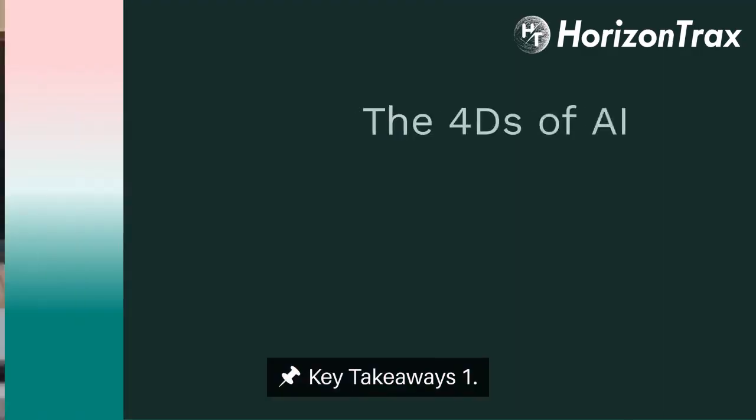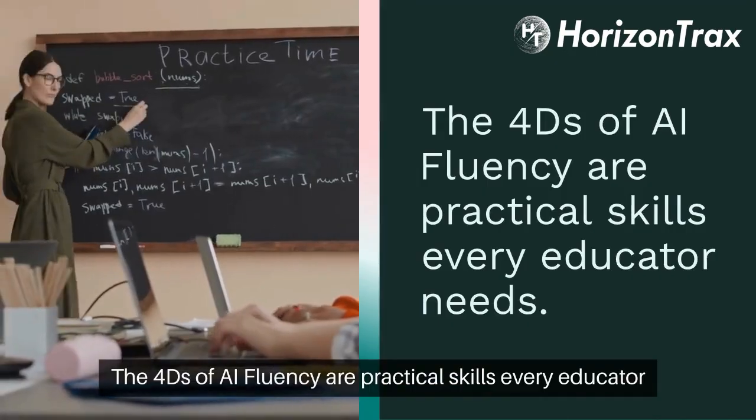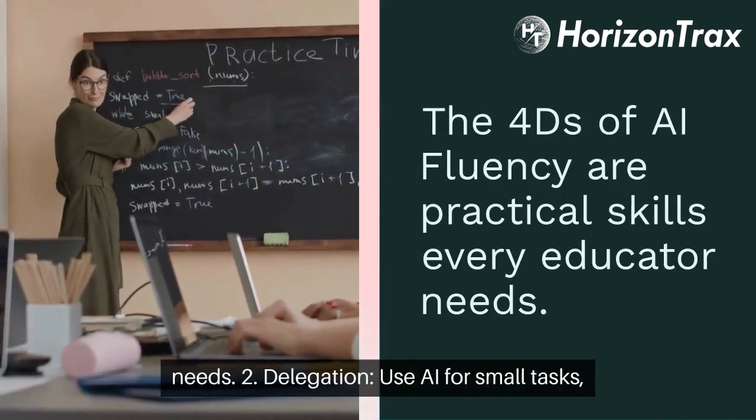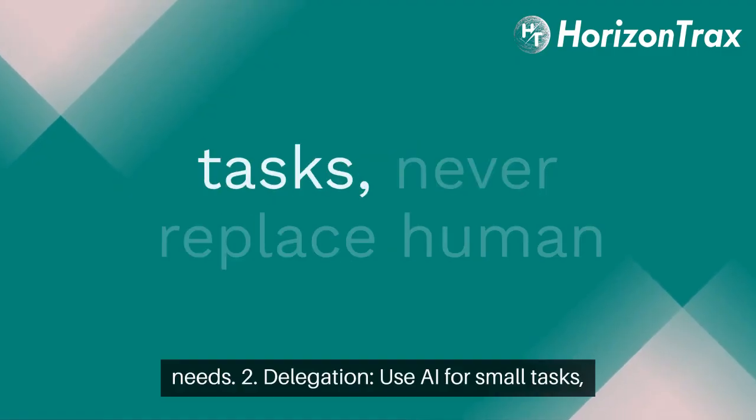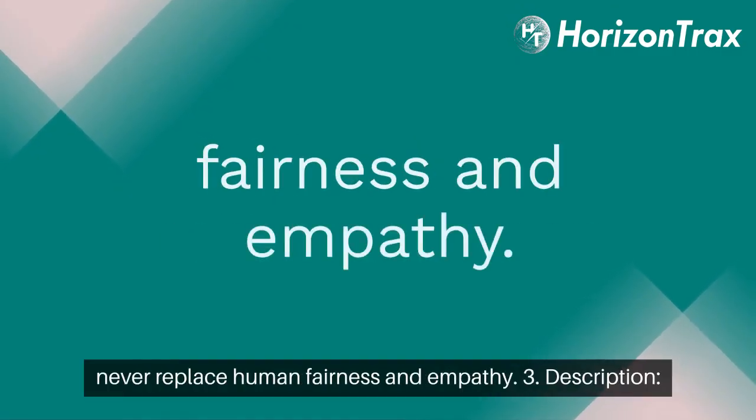Key takeaways. 1. The 4 Ds of AI fluency are practical skills every educator needs. 2. Delegation. Use AI for small tasks. Never replace human fairness and empathy.